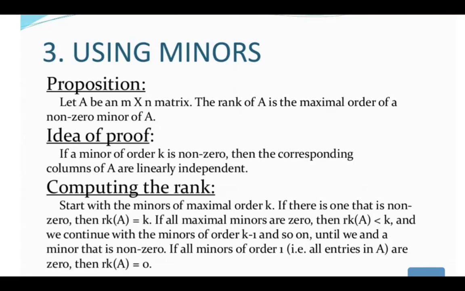If there is one that is non-zero, then the rank of A is equal to K. If all maximum minors are 0, then rank A is less than K. And we continue with the minors of order K minus 1, and so on, until we find a minor that is non-zero. If all minors of order 1 are 0, then the rank of A is equal to 0. Take a minute first to see all of this, and you will also get some idea about it.